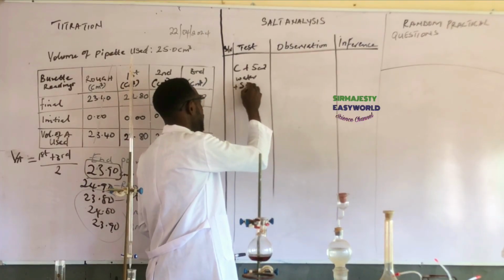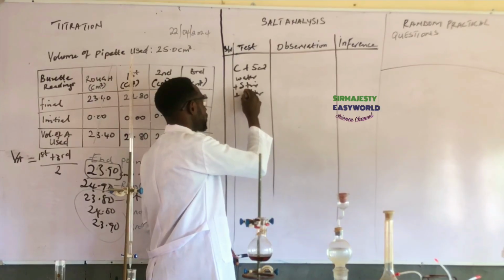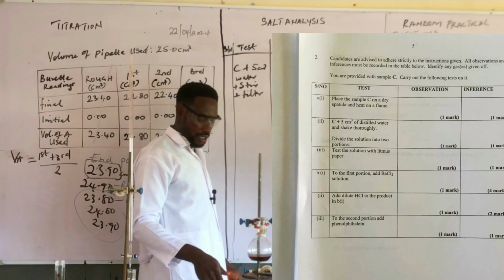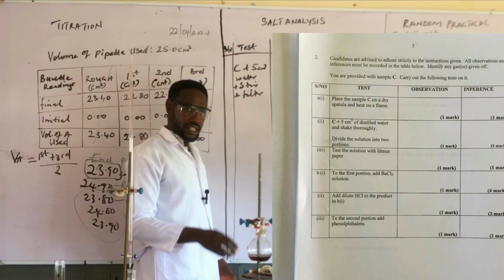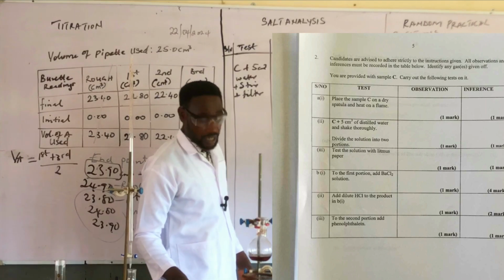Plus stir, plus filter. This is all you need. You don't need to tell stories. But this one you are seeing on the screen is very easy. They have already, each step they mention, they fill the test for you. It's not left for you to fill observation and inference.